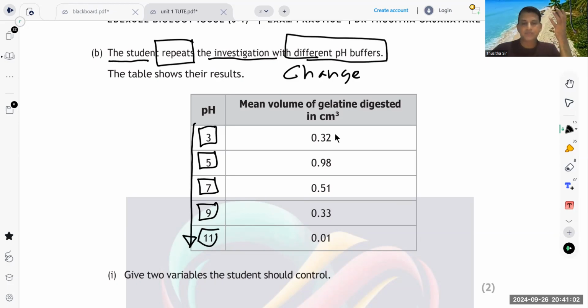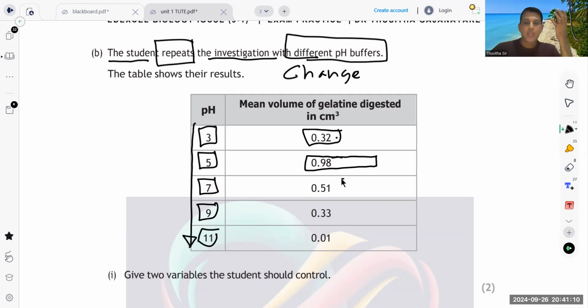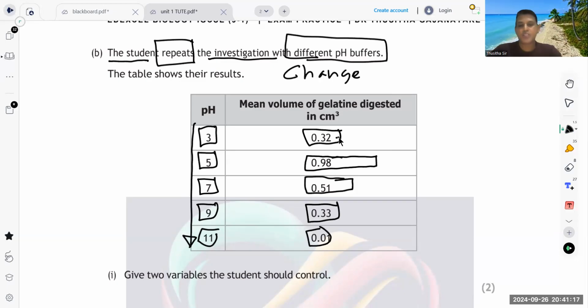This is the result. 0.38, 0.9 is the highest, 0.32, and again 0.51, 0.33, and 0.01. So then I just draw like this to show the highest digestion happens at pH 5. Then at low pH less, and at higher pH also less.